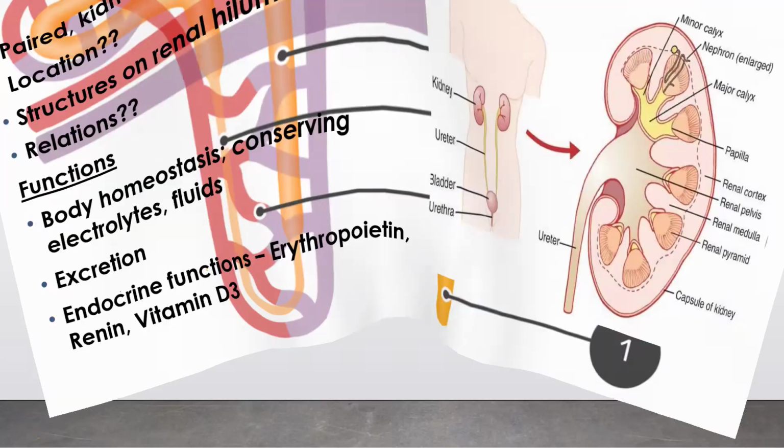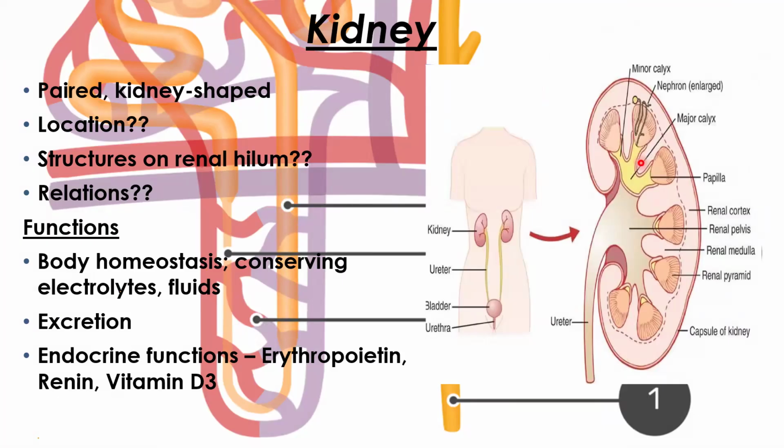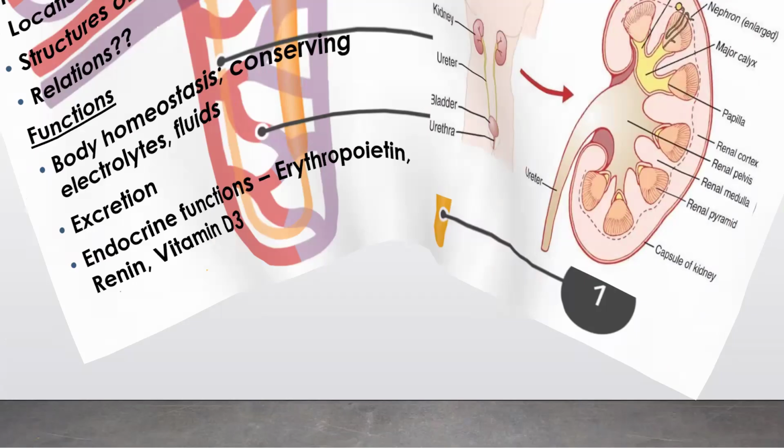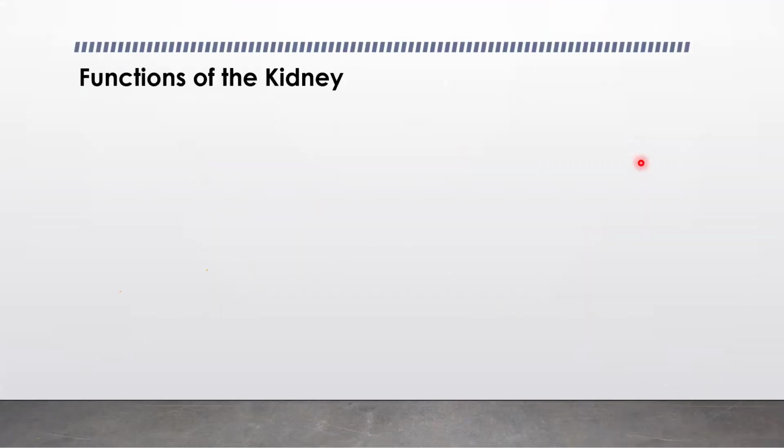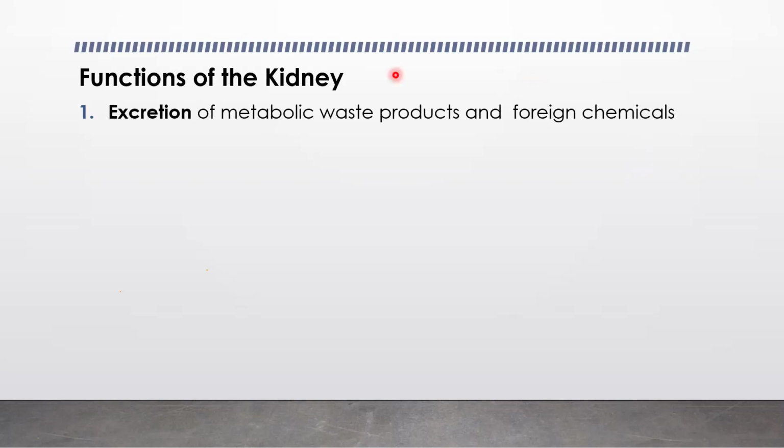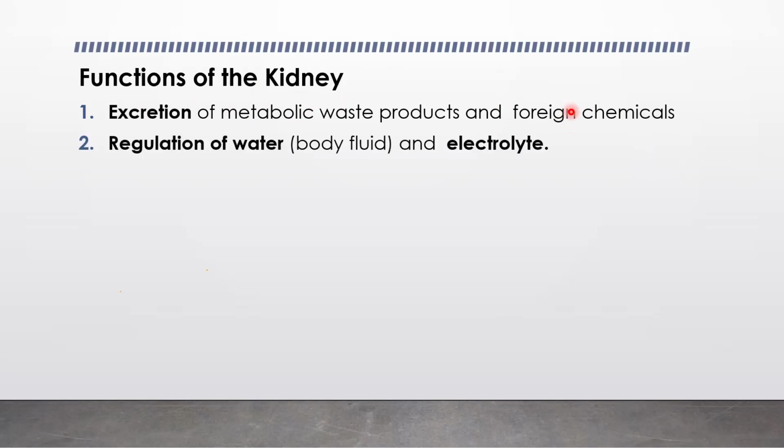So what are the functions of this kidney of ours? We can appreciate it will have a couple of functions. Excretion of metabolic waste products and foreign chemicals, that's function number one. Function number two, remember we talked about regulation of water, that is homeostasis of body fluid and electrolytes. That maintenance is done by the kidney.